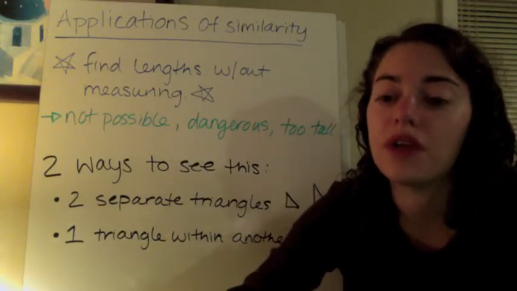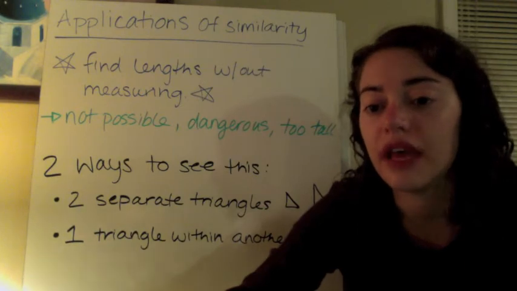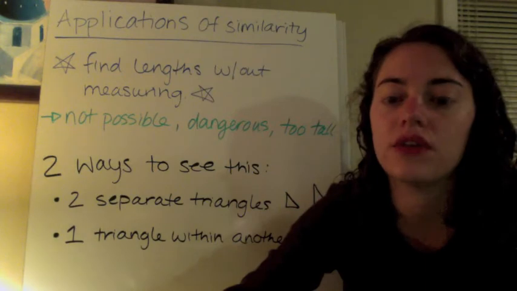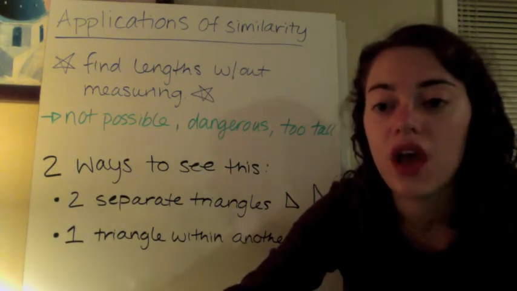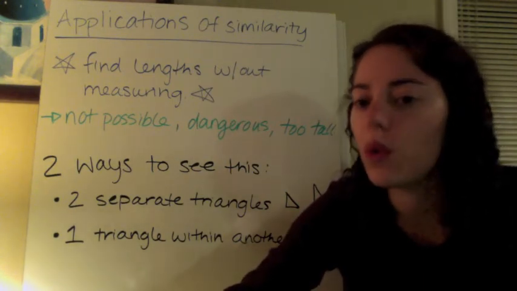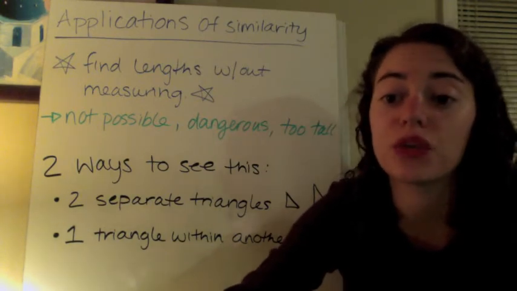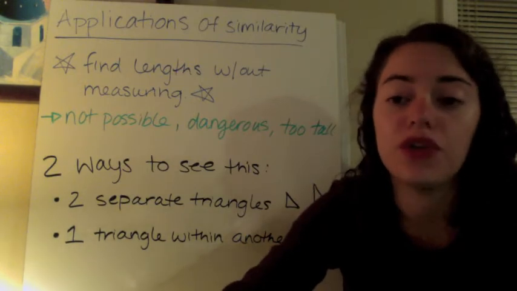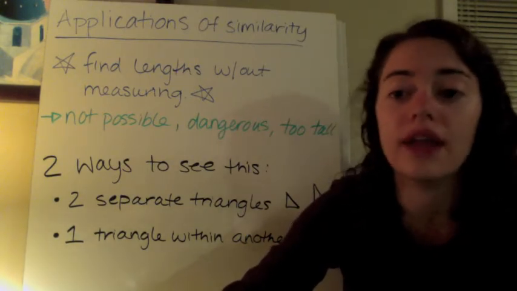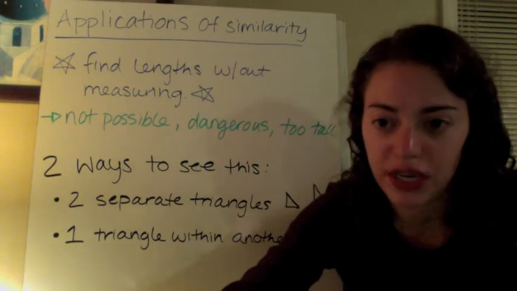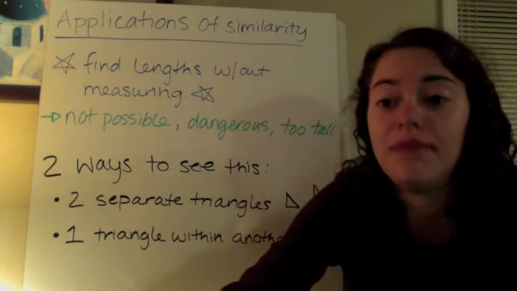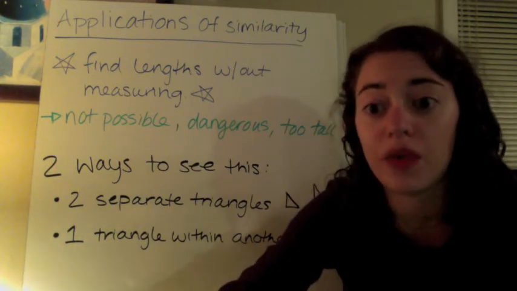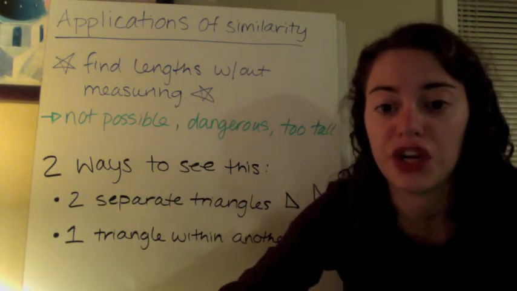Similarity is actually one of the most applicable to real life content areas that we've studied so far. Similarity is all about finding the lengths of buildings, of poles, of lakes without actually measuring these items. It's really useful because it's how you can find how tall something is, how wide something is, without actually measuring it. If you have an object that can't be measured, similarity is really the only way to do it. We'll learn some other tricks about other ways, but similarity is going to be one of your go-tos.